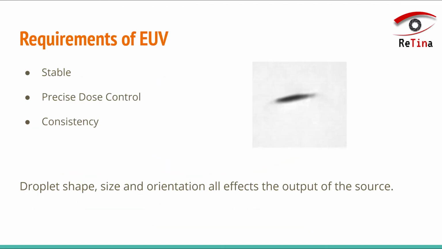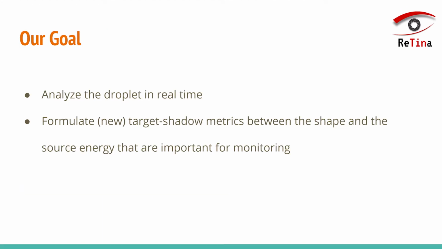The general requirement of the UV source is that it has to be stable with precise dose control. However, droplet size, shape, and orientation all affect the output of the source. That's why the goal of our project is to analyze the images captured of thin droplets in real time. It can serve as a feedback loop to more precisely control the next generation of the thin droplet.